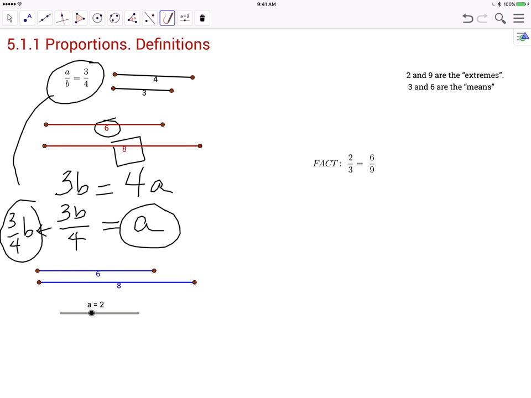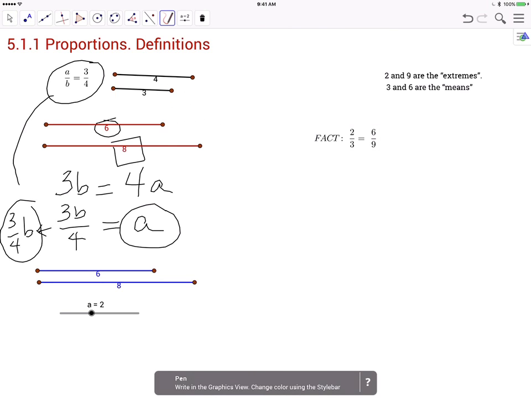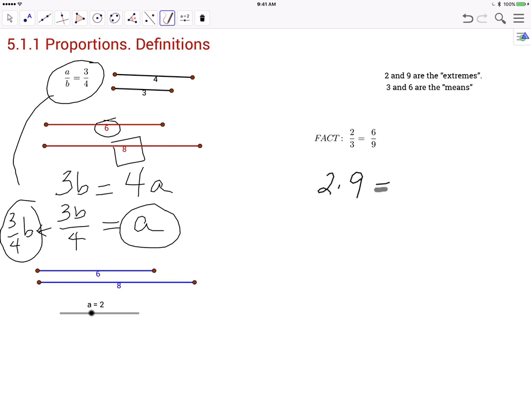Over here on the right, we've got a couple of pretty important things to highlight, called means and extremes. Here's the example. It is a fact that 2/3 is equal to 6/9, and you need to make sure that you remind yourself of that. And again, remember that cross multiplying works here. 2 times 9 still is 3 times 6. They both are 18. And that's why these two things are the same.